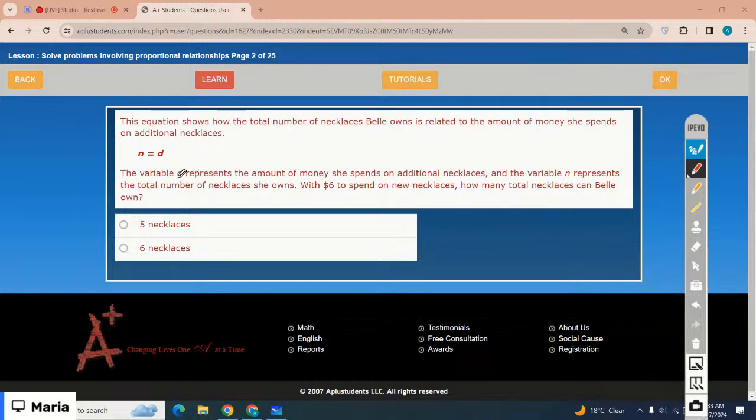So D is the amount of money and N is the number of necklaces. So with $6 to spend, you are given the money D equals 6. You need to calculate how many total necklaces she can own. So the equation is D equals N. D is 6, so N equals 6. The correct option is 6 necklaces. You got it? Option number 2 is the correct option. That would be 6 necklaces.